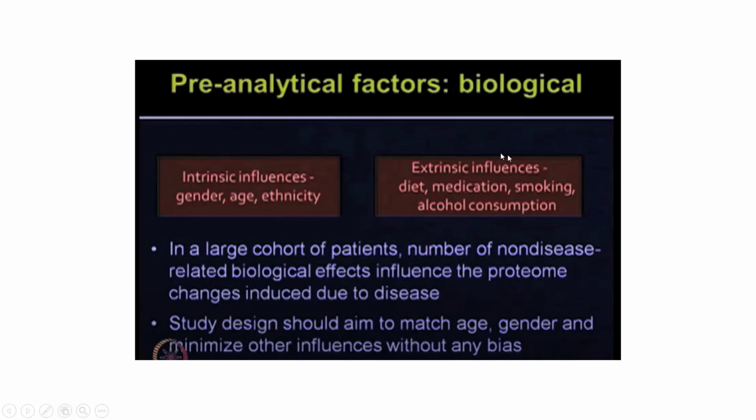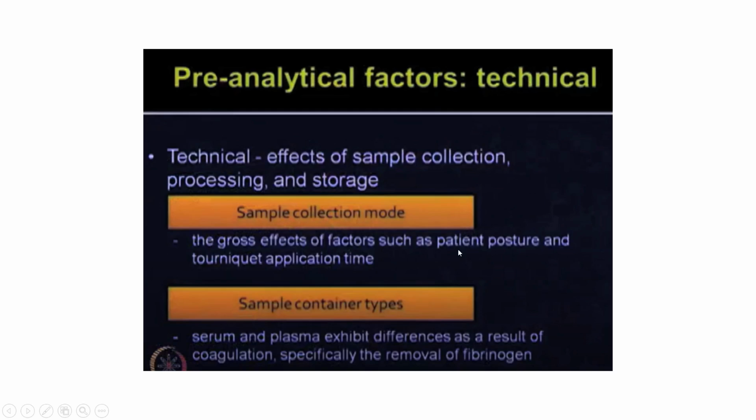Then biology, intrinsic factors like gender, age, extrinsic factors like diet, modification. So depending upon that, a person's protein level or metabolic level will change. So depending upon all of this, all this information needs to be collected so that in your final analysis, when you know that this person had this specific protein in high amount, that's the reason he was suffering from a particular disease, and you try to find a biomarker.